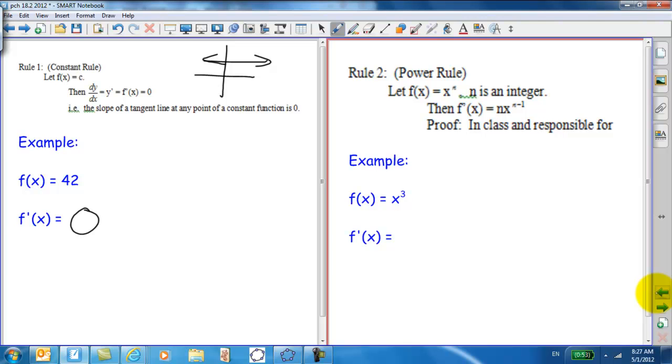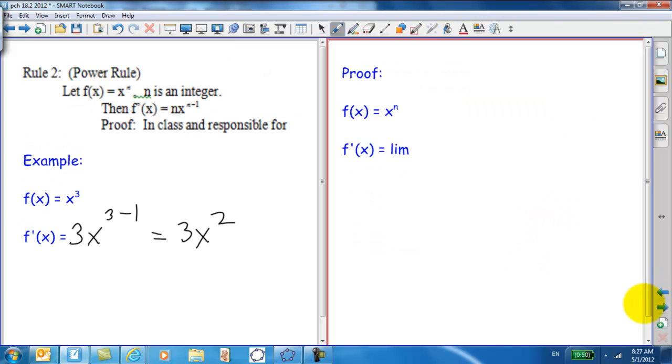If f(x) equals x to the n, and n is an integer, then the derivative is n times x to the n minus 1. Well, we'll prove it in a second. Let's just do this example here. f prime of x, then, we bring the power down in front and lower the power by 1. 3 times x to the 3 minus 1, which is 3x squared. In the proof, you can see where this is coming from.